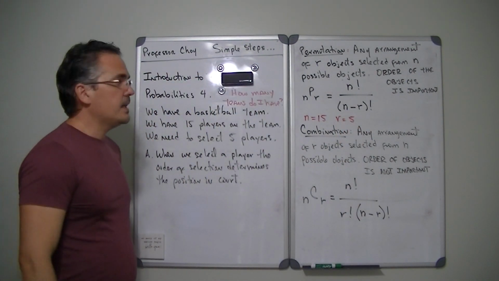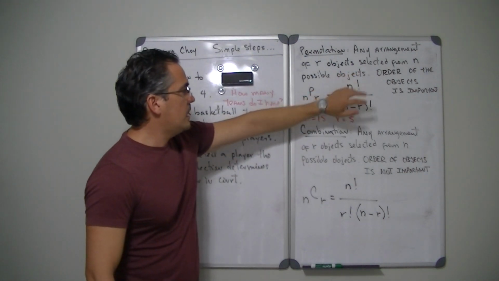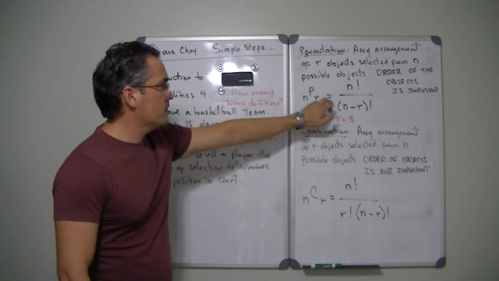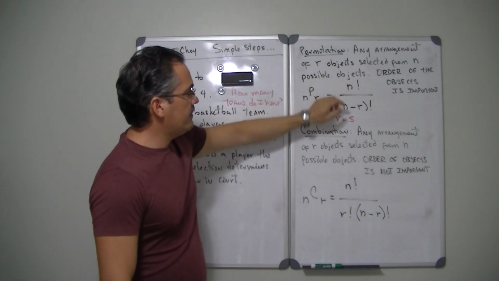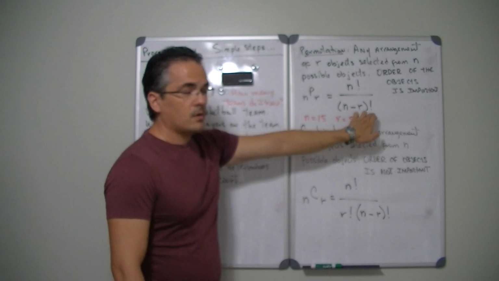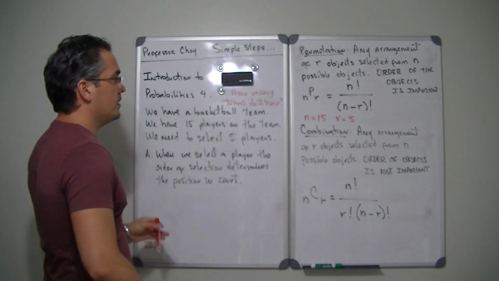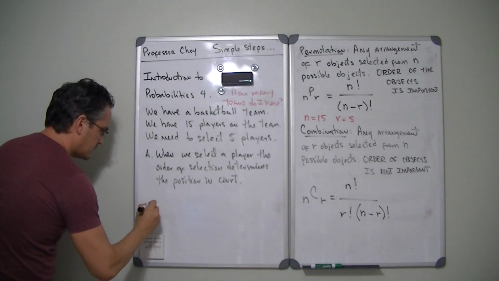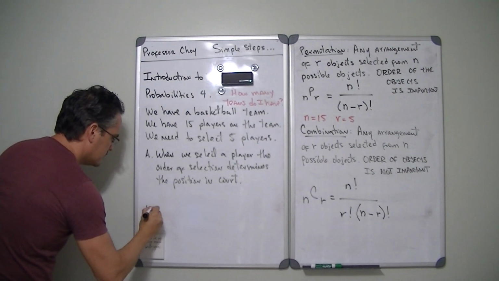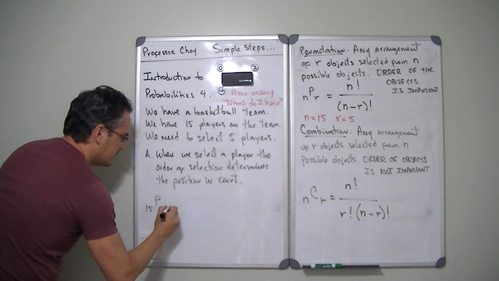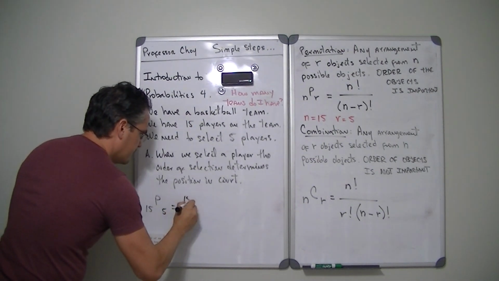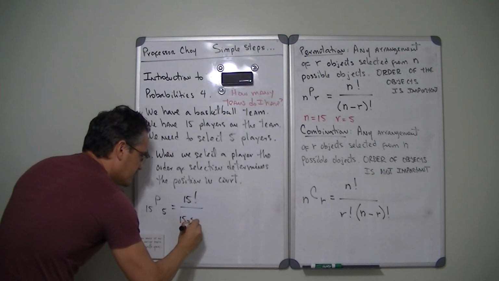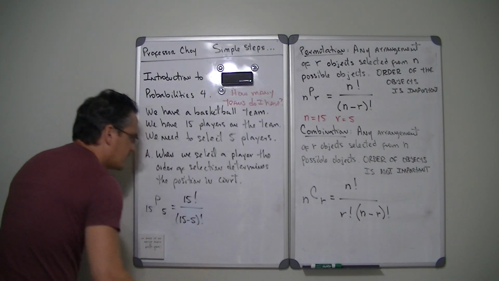Alright? Now this formula here reads n permutation r equals n factorial divided by n minus r factorial. So the way we write this is basically 15P5, 15 factorial over 15 minus 5 factorial.